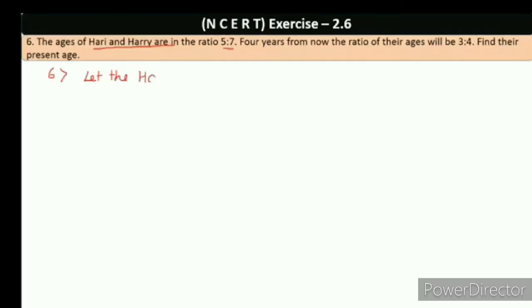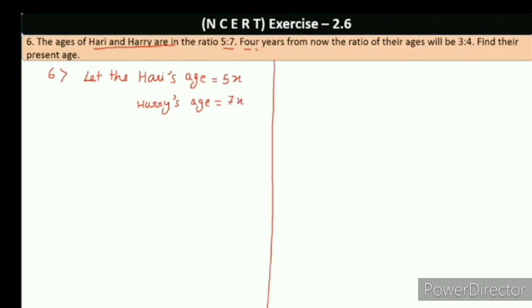Let Hari's present age equal 5x. We should multiply with the common factor x. Similarly, Harry's age equals 7x. 4 years from now, the ratio of their ages will be 3 is to 4. It means 4 years after, their ages are given in the ratio 3 is to 4.